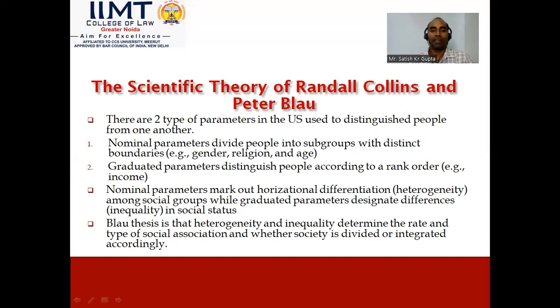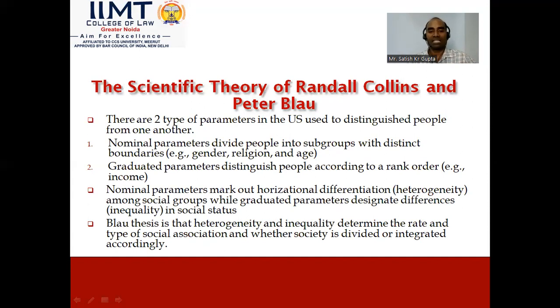So nominal parameters mark out horizontal differentiation, heterogeneity among social groups, while graduated parameters designate differentiation, inequality in social status. So both the nominal parameter and the graduated parameter are parameters for how we can distinguish people from one another, through gender, religion, and age, and through income. Nominal parameters mark out horizontal differentiation, heterogeneity among social groups, while graduated parameters designate inequality in social roles.